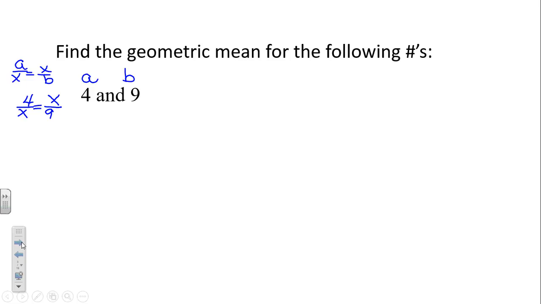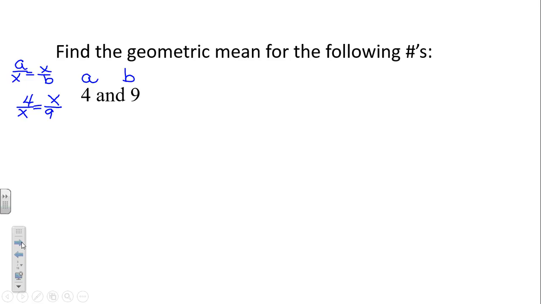It says a over x equals x over b. The x's have to be on the diagonal from each other, and the a and the b are on the diagonal. Now, how do we solve a fraction equals a fraction? We cross multiply, okay? So when you cross multiply, what do you get? 4 times 9, which is 36. So 36 equals x squared. Good. So write 36 equals x squared.